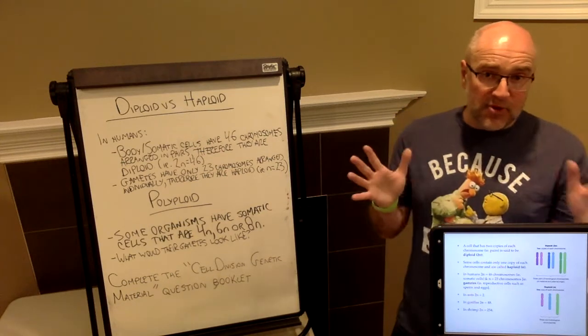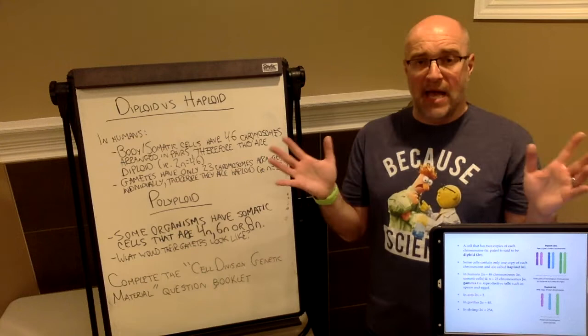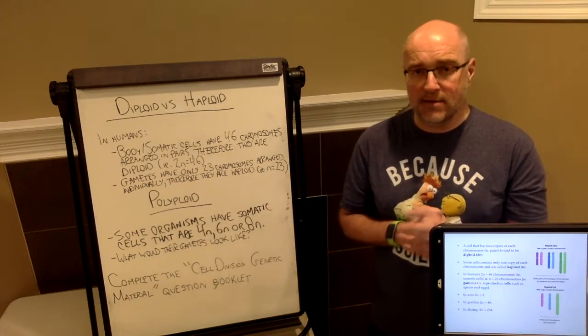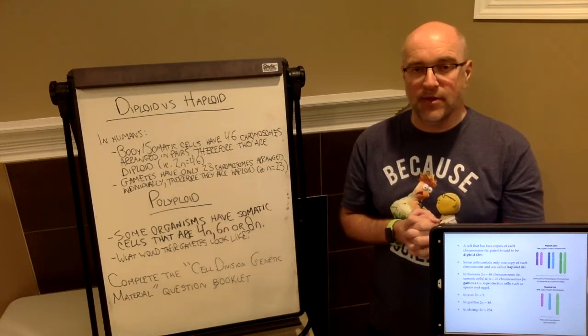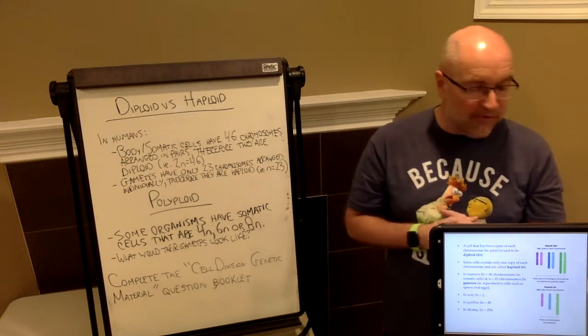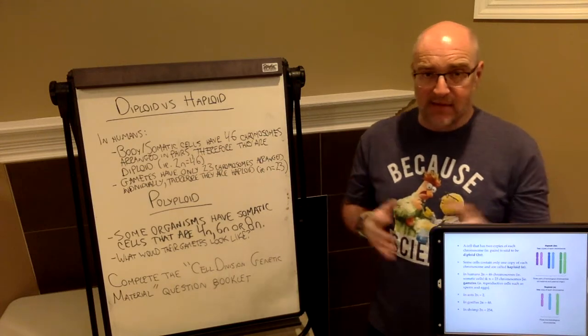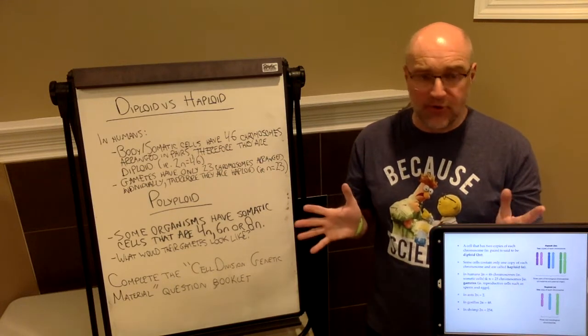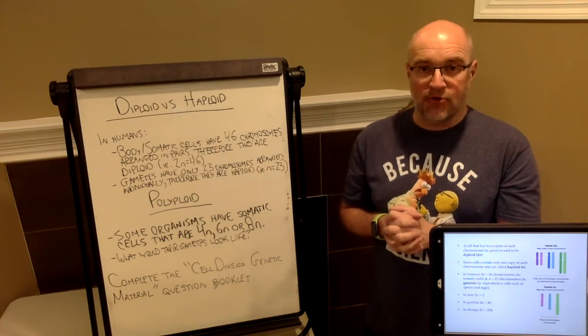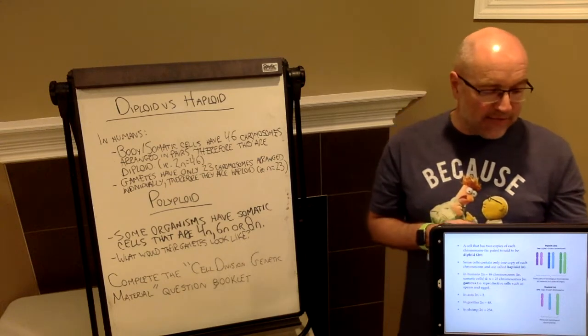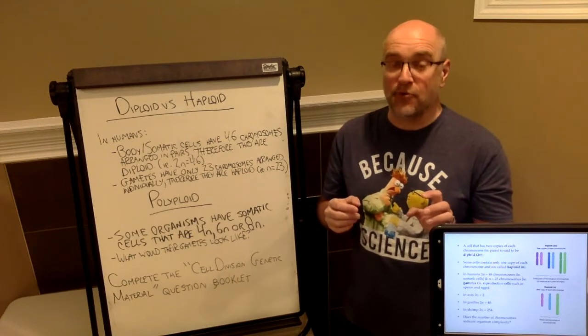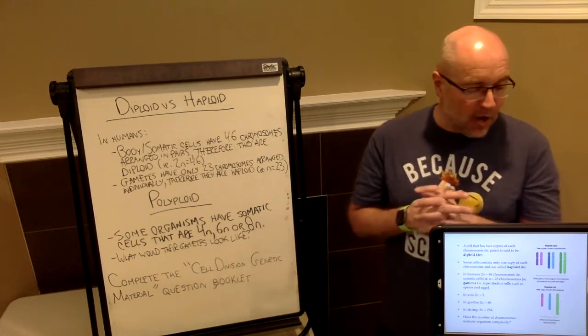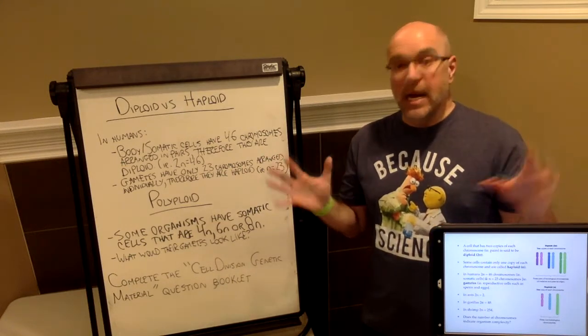Now, chromosome numbers vary in the animal and the plant and all sorts of kingdoms around the biological realm of organisms. For example, ants have a diploid number of 2n equals 2. Gorillas, 2n equals 48. Shrimp have 2n equals 254. There are all sorts of crazy numbers out there.